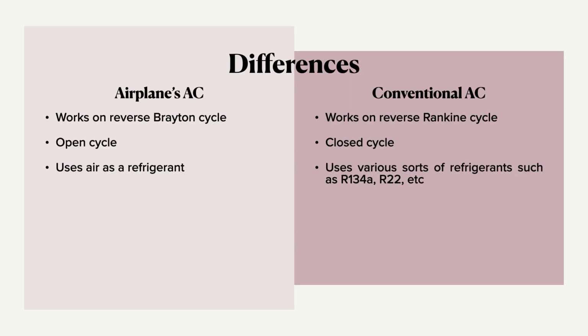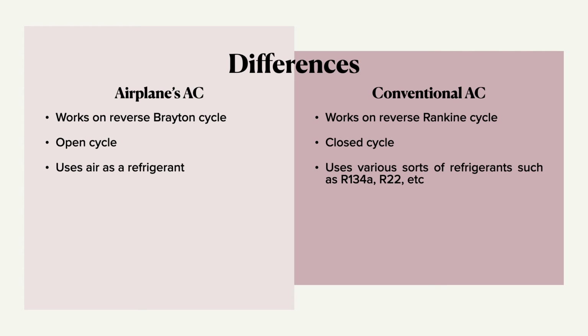People might think that all ACs are the same, which is simply not true. There are several differences between an airplane's AC and the conventional ACs that we use in our households. The first and foremost is that both of them work on different cycles. One works on reverse Brayton cycle and the other on the reverse Rankine cycle. The airplane's AC works on an open cycle too, meaning that each time fresh air is taken in and the output air is released. However, in conventional ACs, the same refrigerant is kept on recirculating through the cycle.